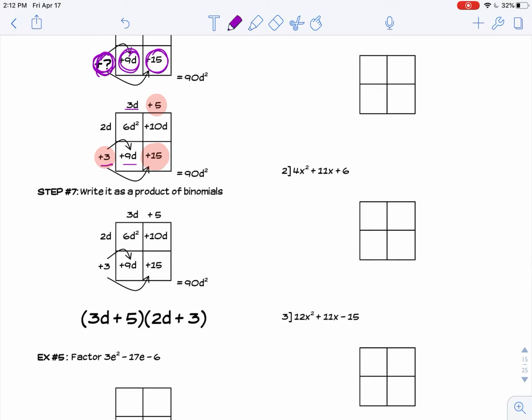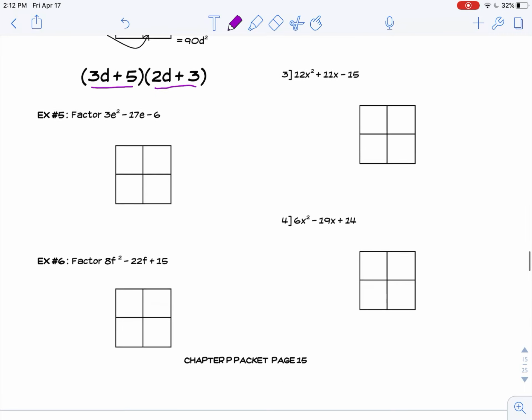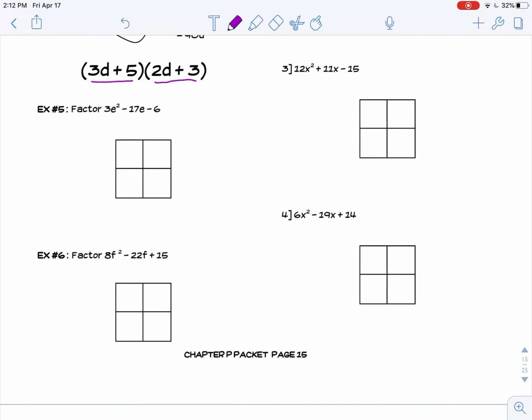Now we have our two parts when we're factoring: 3d plus 5 and 2d plus 3. So, there's a lot. Let's try this. Two examples. I'll do example 5 with you, and then I'll let you try example 6.